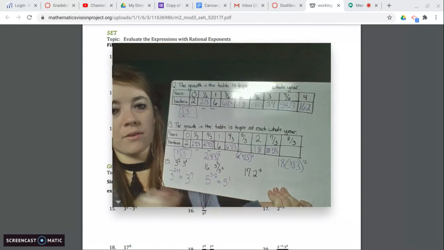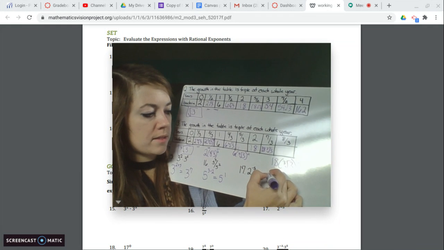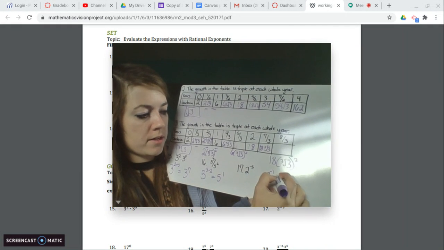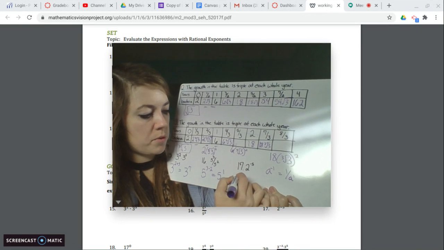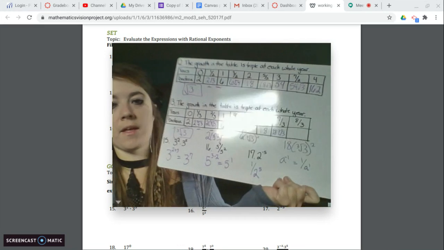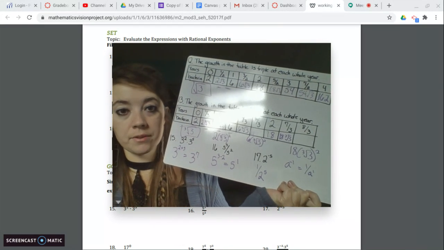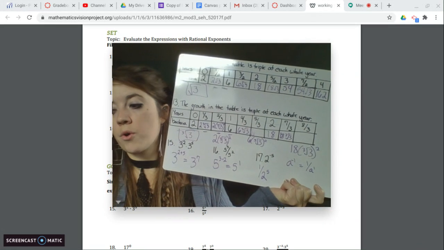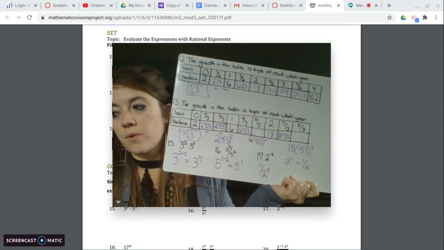Now, when we have a negative, we never want to have negative exponents. So the rule is if we have a to the negative first, it equals 1 over a to the first. So this would be 1 over 2 to the positive fifth. So it just flips it and turns the exponent positive. Okay, so those are your exponent rules and relationships. You'll finish the rest of those.